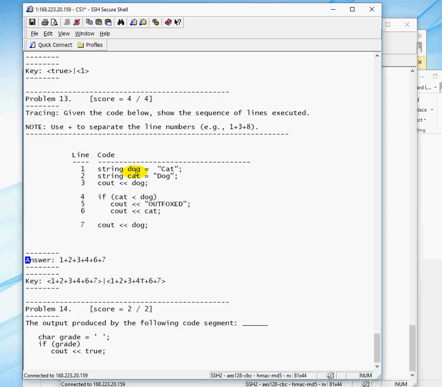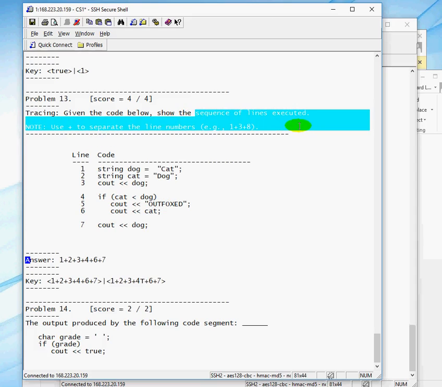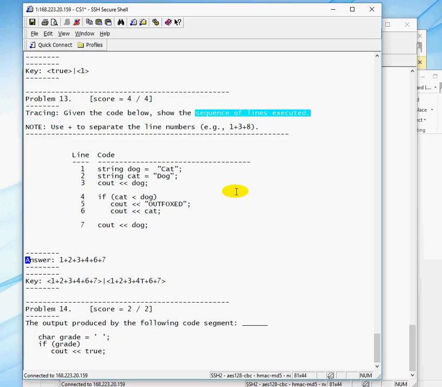Now here's where y'all lost your mind, because we did a couple of these in class and y'all just forgot what we did. Show the sequence of lines executed. I did not ask you to show me what the output was. So what's the sequence of lines? A program is by default sequential, so you start at the beginning. 1 followed by 2 followed by 3. I said separate these by putting a plus sign. So 1, 2, 3. What comes next? 4. What about 4? It's a decision.